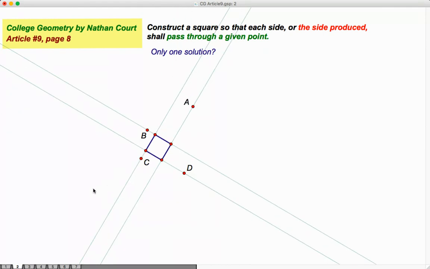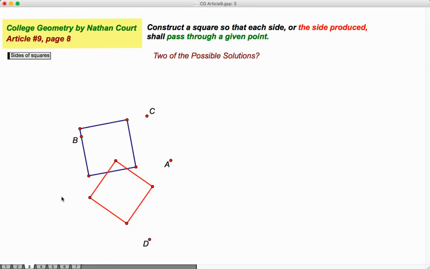Still, is that the only thing that we've got? Do we only have one solution? Well, we'll see. Now we have two squares in it, and all of them pass through points A, B, C, and D. So this passes through C, this passes through B, and this passes through A, and finally this one passes through point D. Now for the red square, this side contains C, this side contains B, this side contains A, and this side contains D. So indeed, there are two solutions.